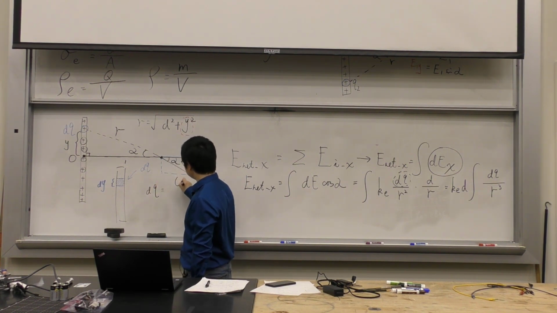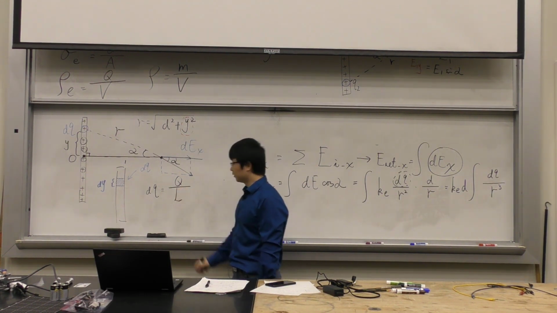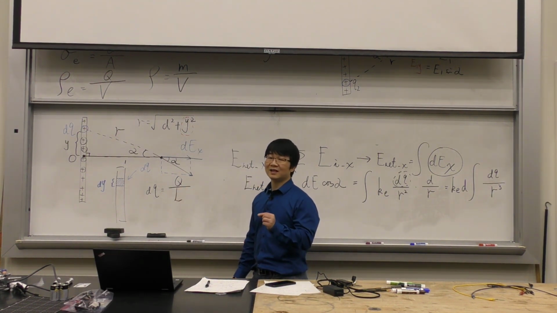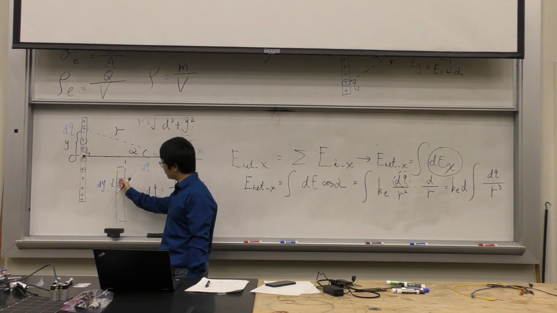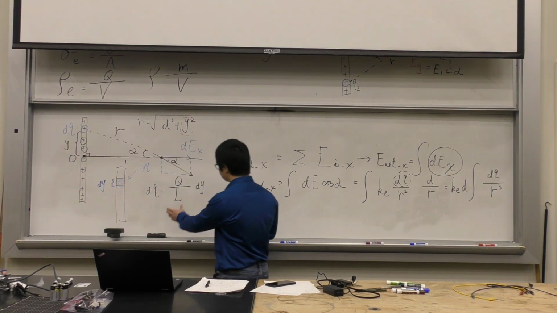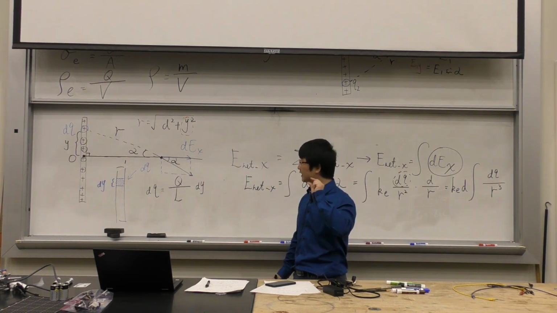You're going to divide the total charge by the total length, and then multiply that by the length of this very, very small little piece I pick. Then you multiply them together, and you will get the charge on this very, very small piece.